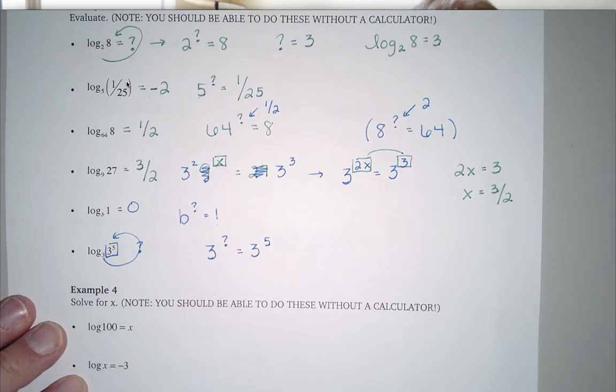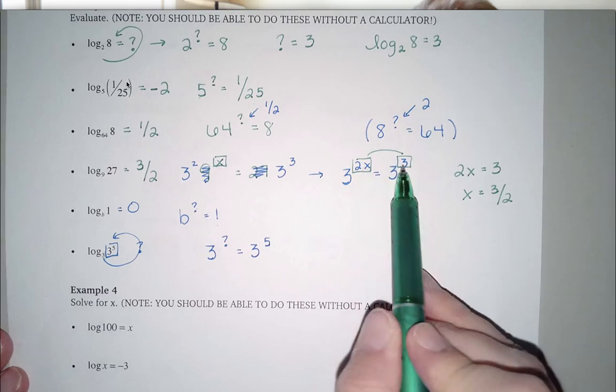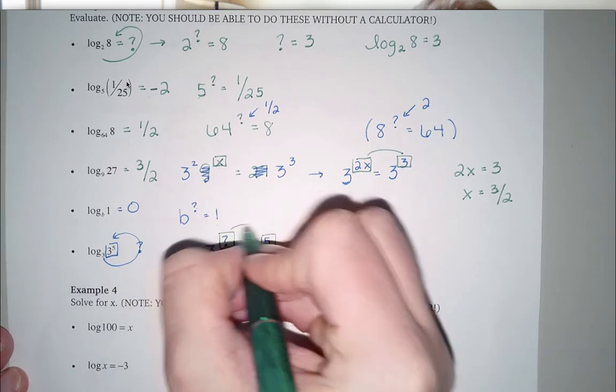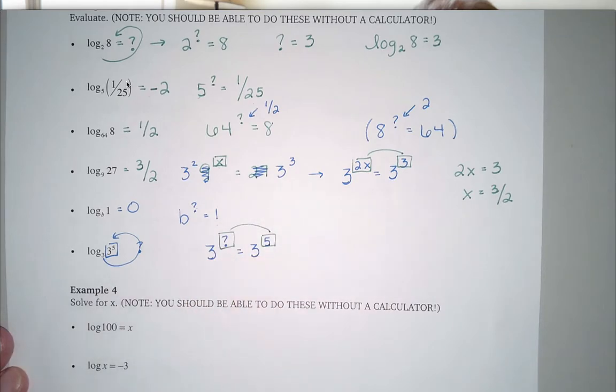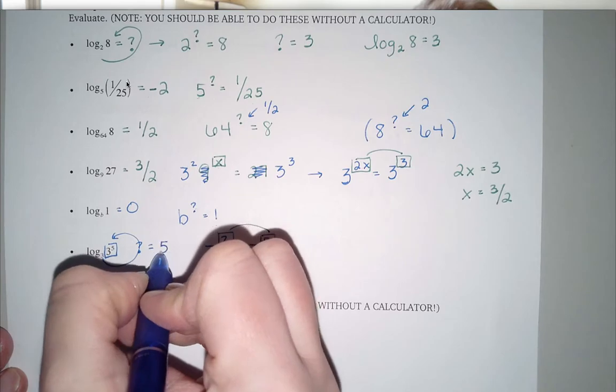Okay, well, look at that for a second. What does the question mark have to be? Kind of just like when we looked up here and we said 2x has to equal 3. Here we have that this thing must be equal to 5 because these are both bases of 3. So my answer here is just 5.